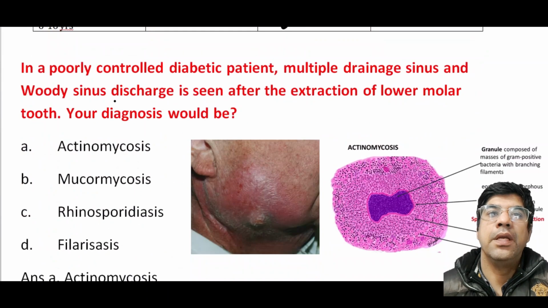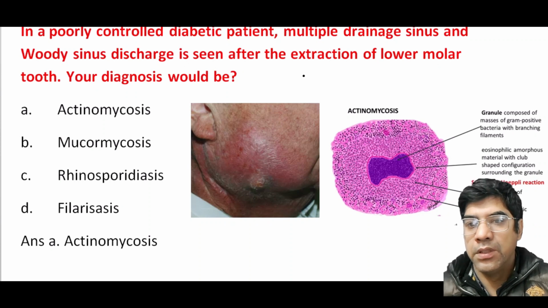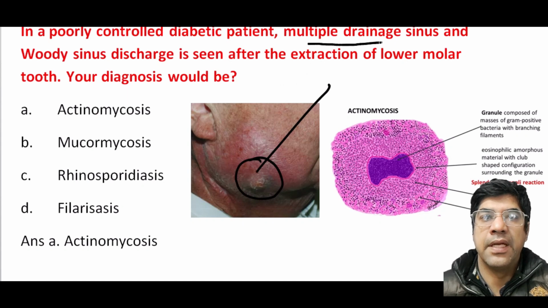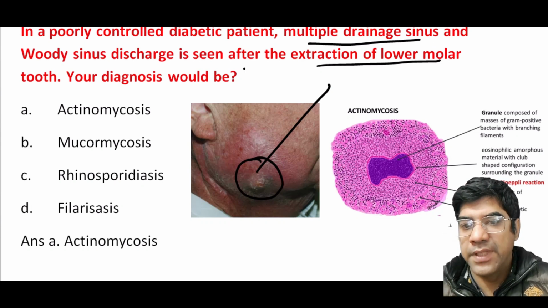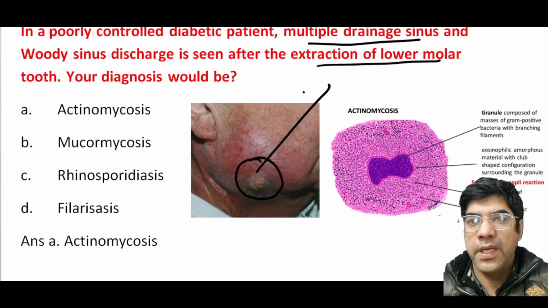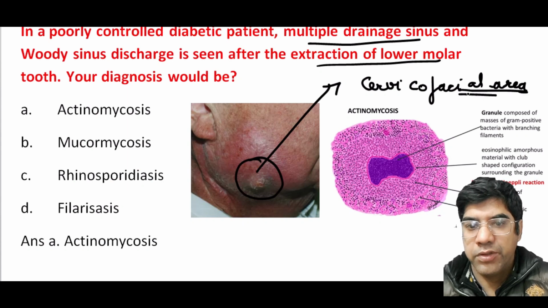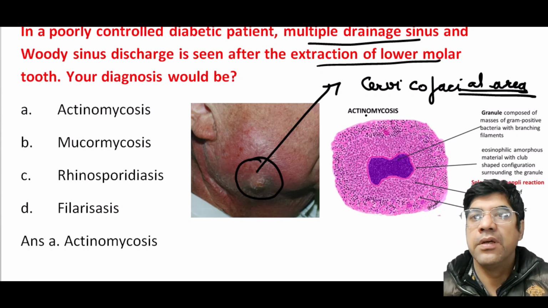Coming to the next question, in a poorly controlled diabetic patient, multiple drainage sinuses and woody sinus discharge is seen after the extraction of a lower molar tooth. So the diagnosis here is actinomycosis. In this figure you can clearly see these multiple drainage sinuses seen after the extraction of the lower molars. So remember, in actinomycosis infection the most common area is the cervicofacial area. In this case, the extraction of the lower molar tooth has likely provided an entry point for the infection.